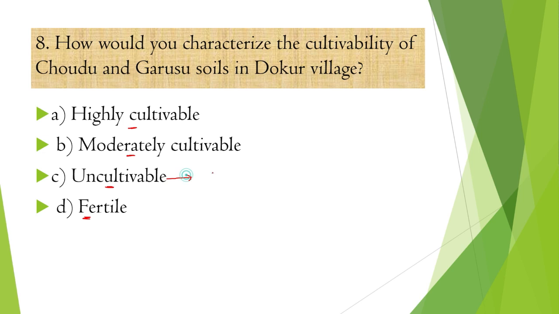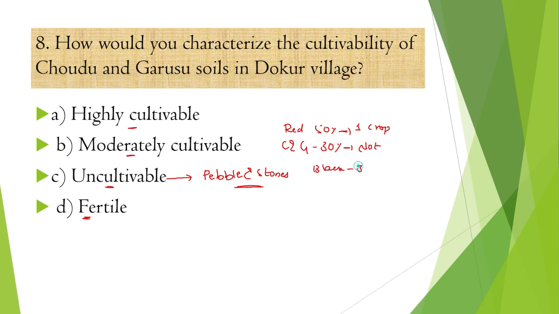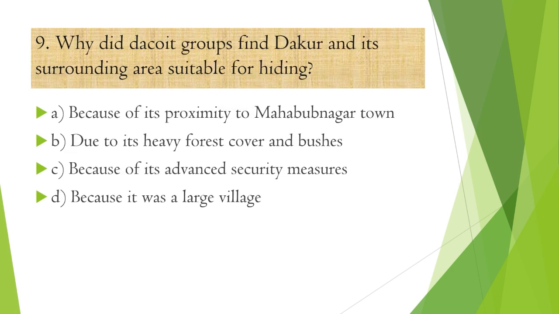Chaudu and Garisu is uncultivable because this land is covered mostly with pebbles and stones. So we cannot cultivate on this land. That is the reason it is useless land. Just now we discussed that red soil is 50 percent and Chaudu Garisu is 30 percent. In red soil only one crop can be cultivated. In Chaudu Garisu we cannot cultivate any crop, but black soil is suitable for three crops. Now you can understand nearly 80 percent of the land is useless.